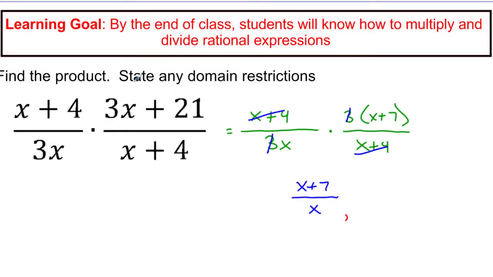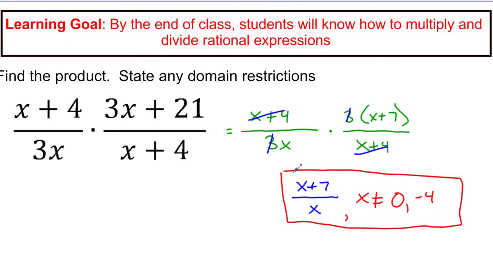However, I need to state a domain restriction, which, remember, domain restrictions are just what makes the denominators of any part of your problem equal 0, right? So for fractions, domain restrictions are zeros in the denominator. So for 3x, x cannot be equal to 0 because that would turn this into a 0. And for x plus 4, I don't like negative 4. So I'm going to get rid of both of those. So my final answer with domain restrictions is x plus 7 over x, x is not equal to 0, and x is not equal to negative 4.